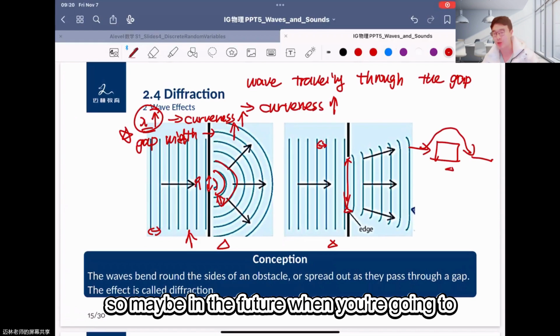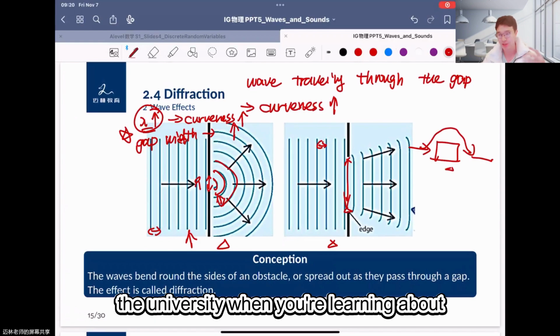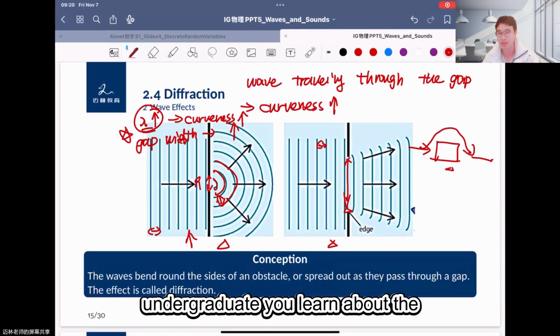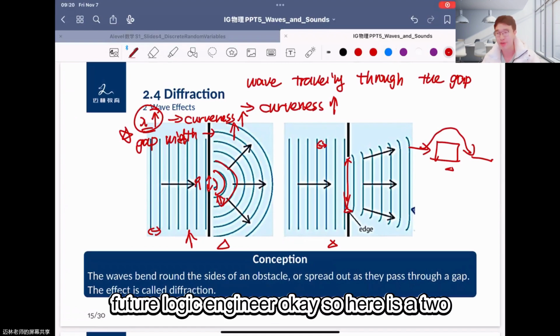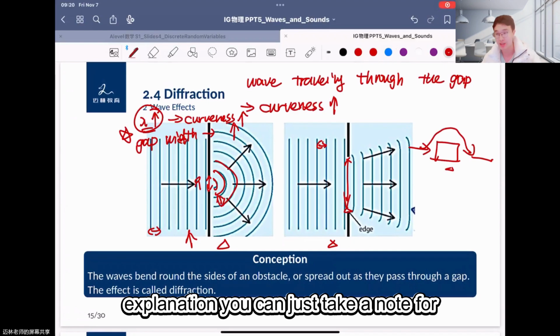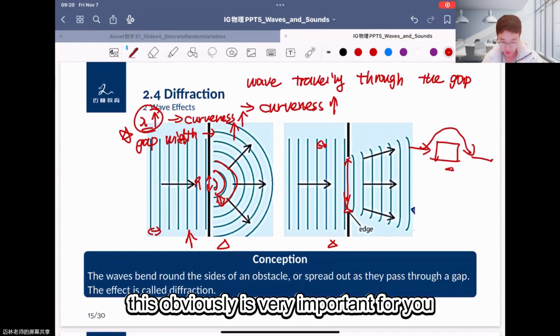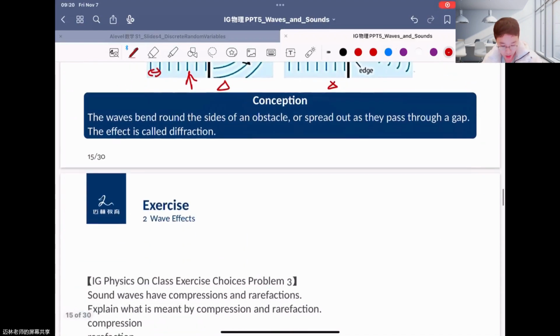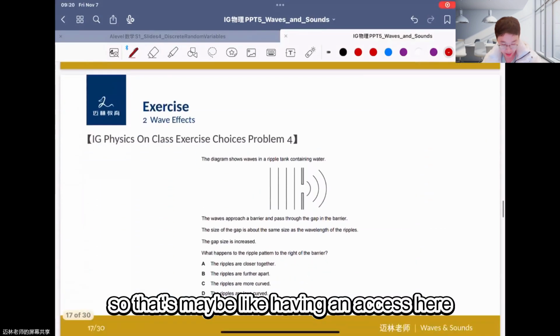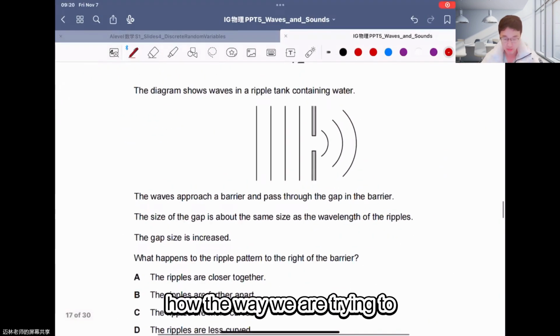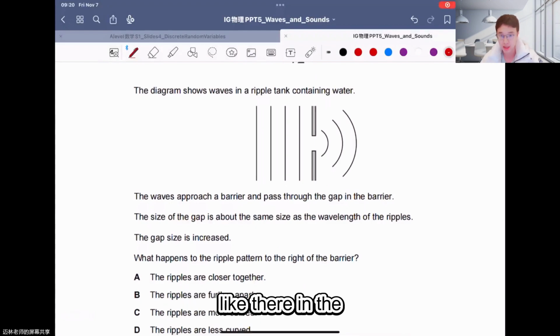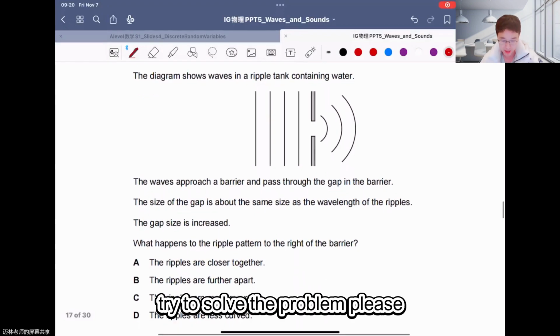So maybe in the future, when you go into university and learn about undergraduate physics, you will learn about wave-particle duality, okay. That is future knowledge that you will learn. Okay, so here are two explanations. You can take a note of this. I think it's very important for you to understand diffraction. Okay, so that is how the wave changes its shape, like in the picture. Okay, try to solve the problem, please.